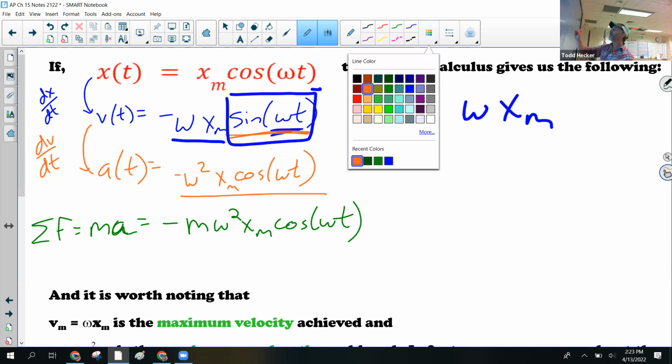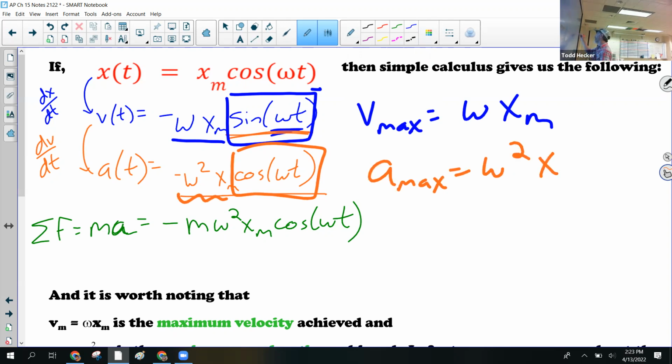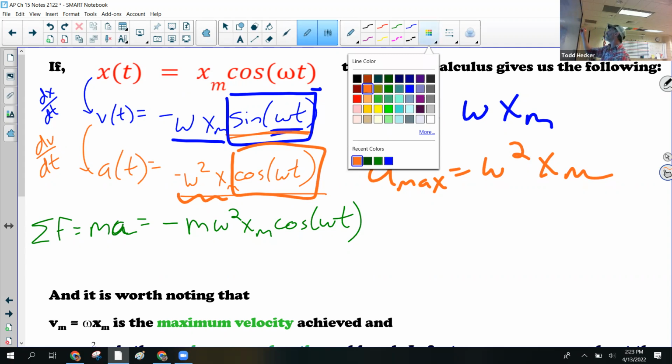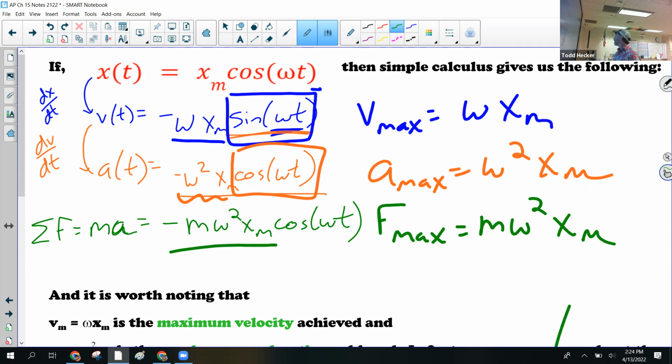Similarly, my maximum acceleration, well, cosine oscillates between 1 and -1 times omega squared xm. So my maximum acceleration is omega squared xm. All right. And my maximum force, again, same logic, is going to be m times omega squared xm. Cool. All right. And then finally, if we scroll down a little bit here.